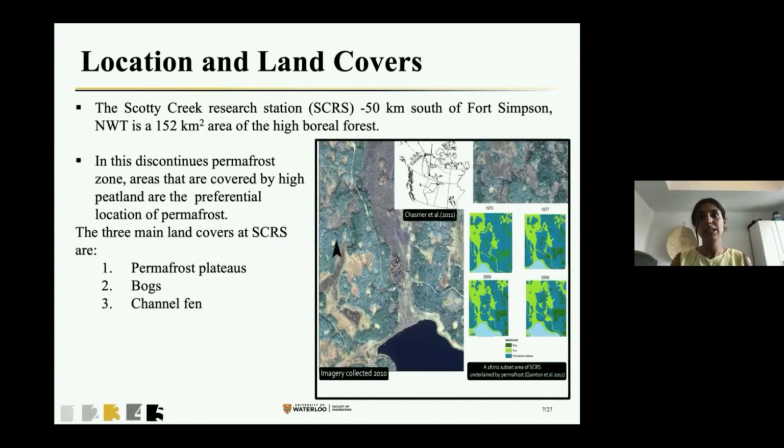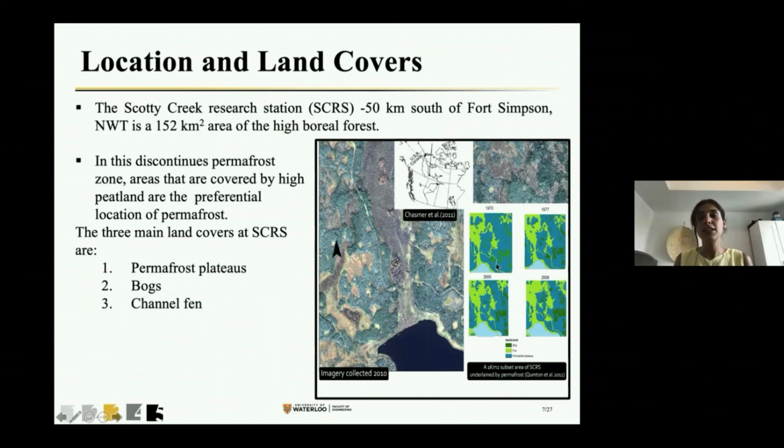The study site here is Scotty Creek Research Station, located 50 kilometers south of Fort Simpson. In this discontinuous permafrost zone, areas that are covered by high peatlands are location of permafrost. Permafrost plateaus, bogs, and channel fens are 3 dominant land covers in this region, which are the variable of this study because we are going to model the transformation or evolution of these 3 dominant land covers.